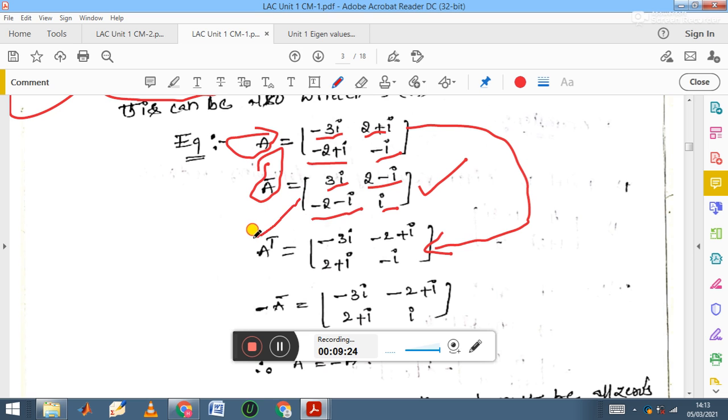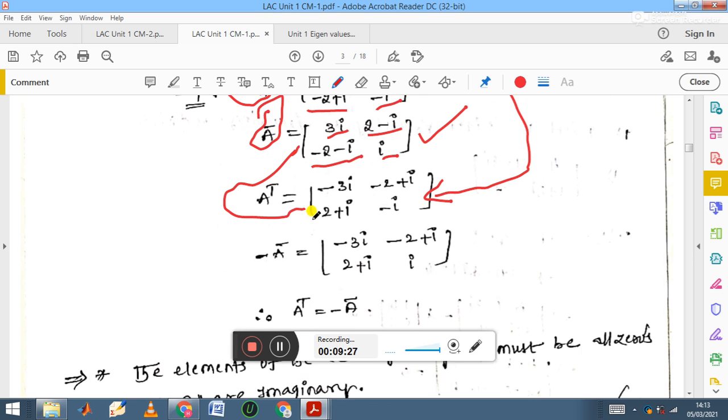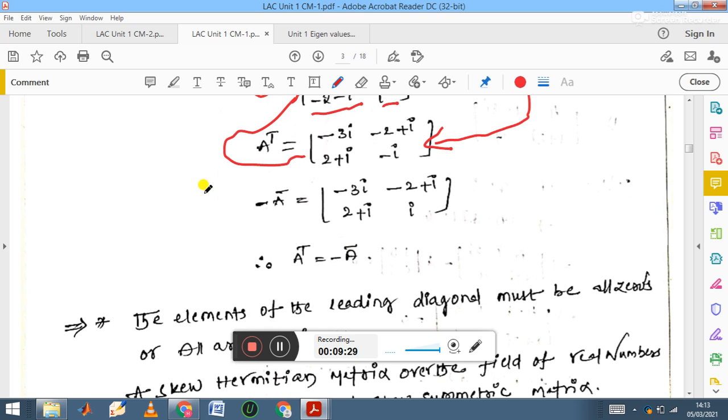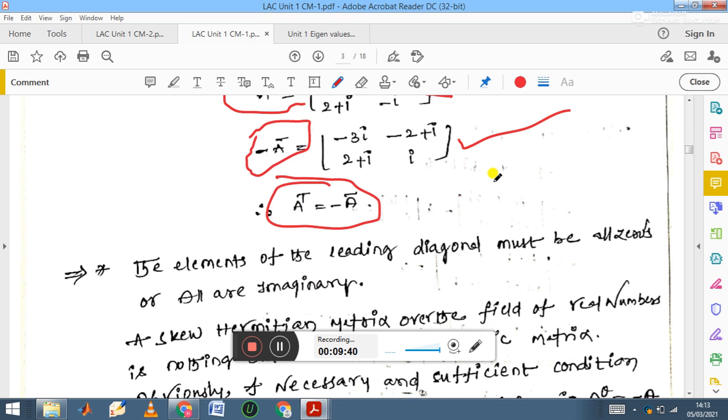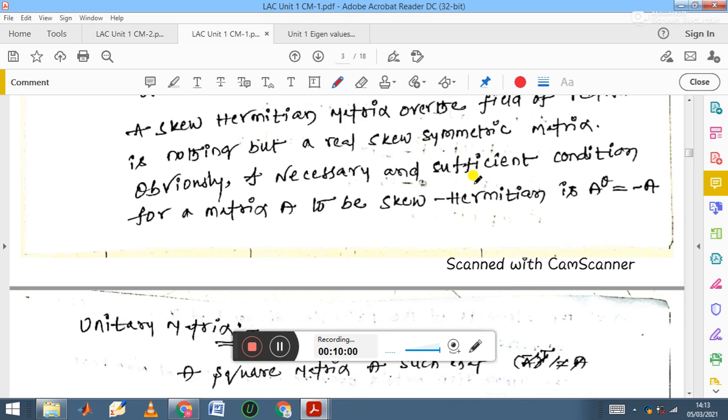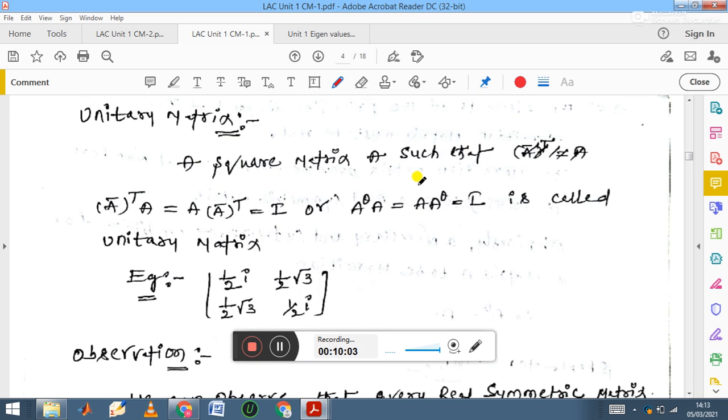Then you compare these two matrices. Here whatever conjugate you have taken, you multiply by a minus sign. Then if you see this, you are getting A transpose is equal to minus A. It is satisfied. Hence this is known as a skew Hermitian matrix. But there is a specific condition in the case of skew Hermitian: the diagonal entries must be purely imaginary or purely zeros. So this is one mandatory condition in the case of a skew Hermitian matrix.